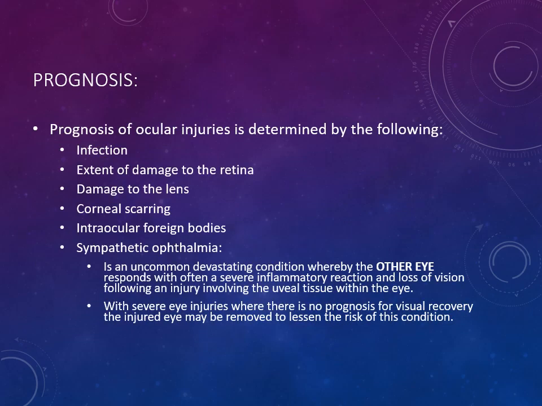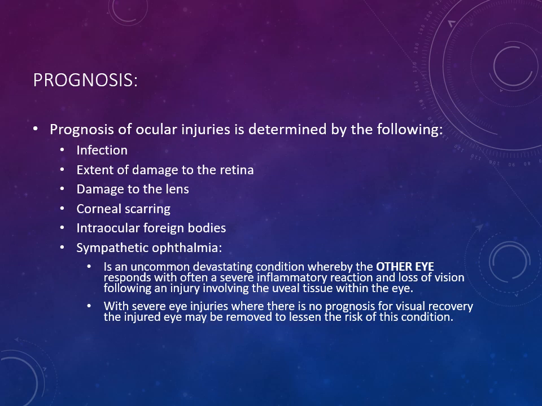What is the prognosis of ocular injury in general? The prognosis is determined by the following factors: the occurrence of infection, the extent of damage to the retina, damage to the lens, resultant corneal scarring, whether the injury involves intraocular foreign bodies or not, and rarely the development of what we call sympathetic ophthalmia.